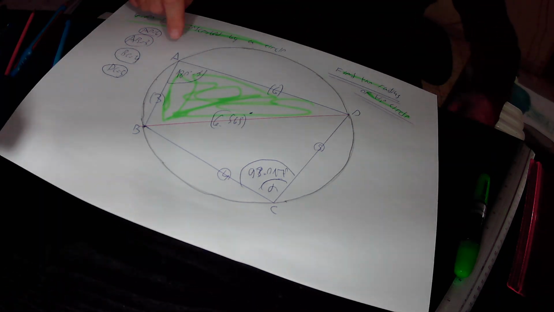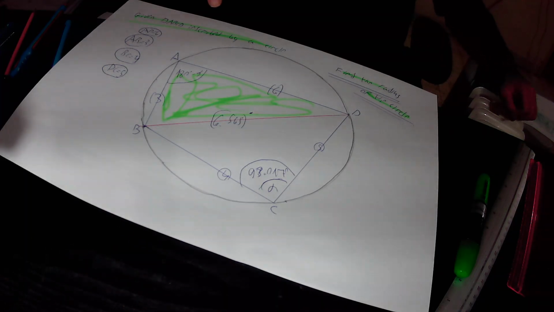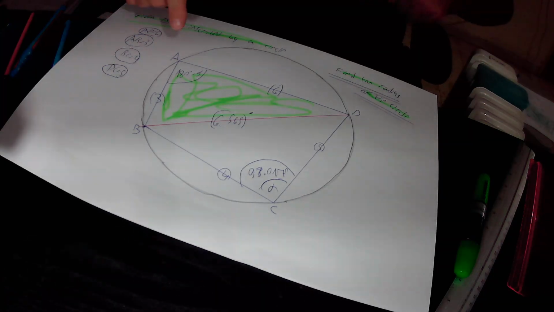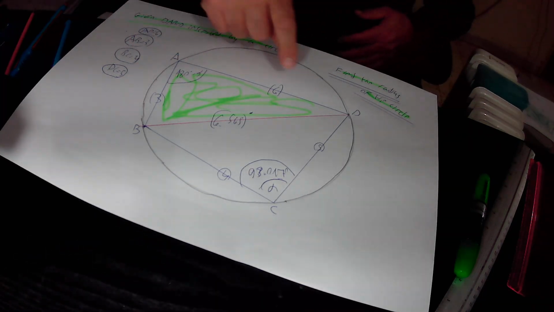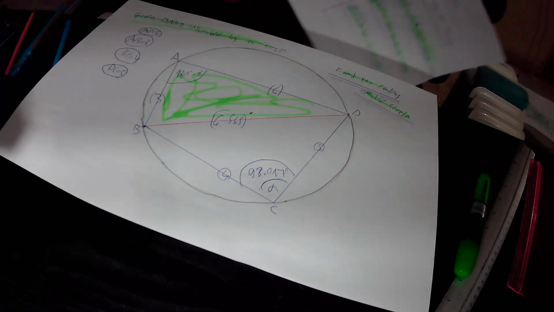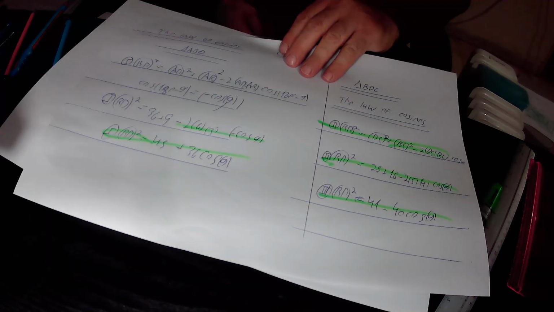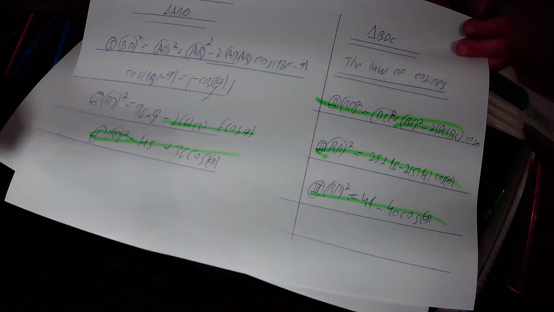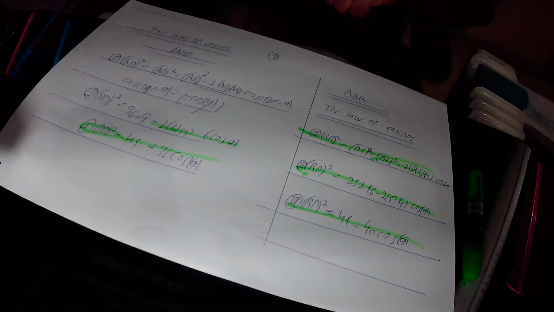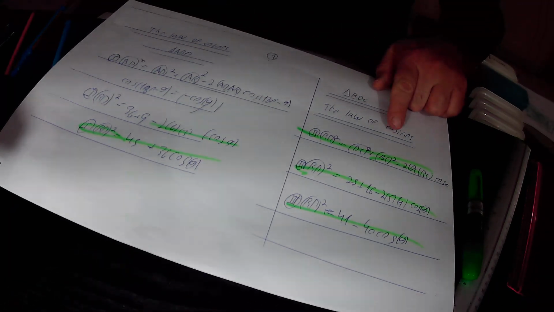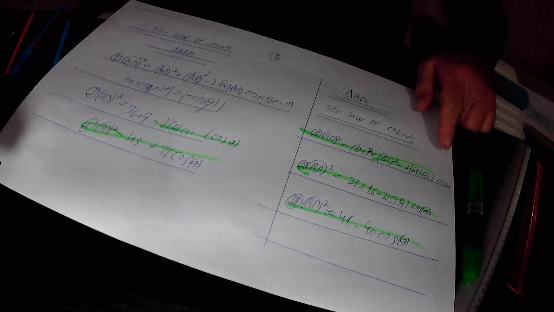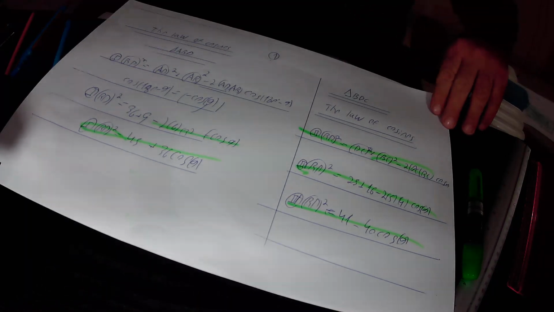In triangle ABD, according to the law of cosines, the following equation holds: BD square equals AB square plus AD square minus 2 times AB times AD times cosine of 180 degrees minus alpha. Likewise, in triangle DBC, according to the law of cosines, BD square equals DC square plus BC square minus 2 times DC times BC times cosine alpha.